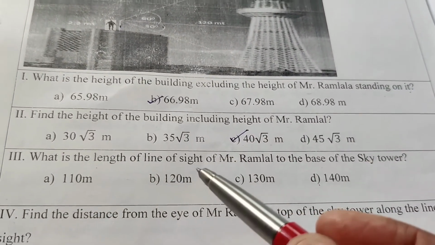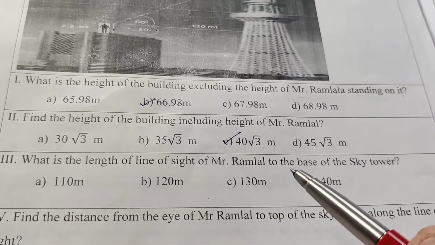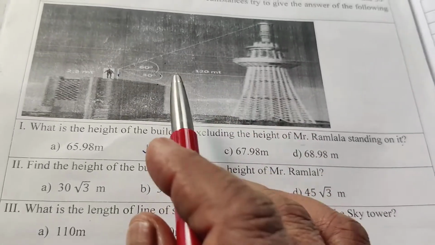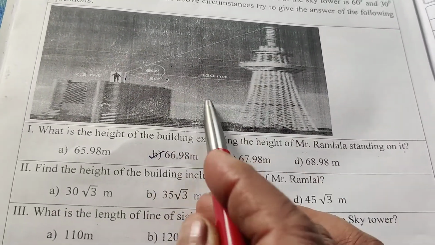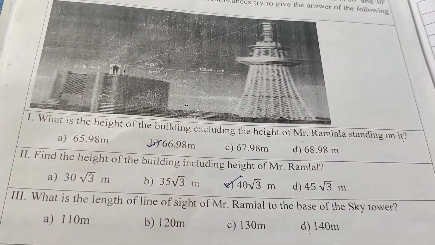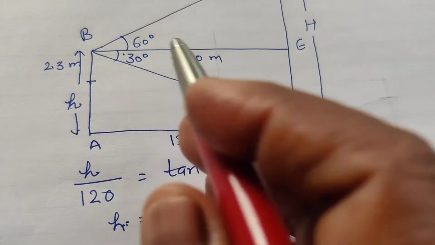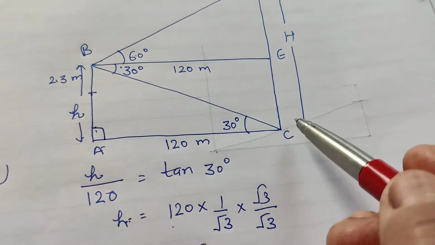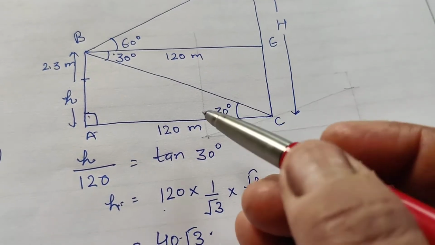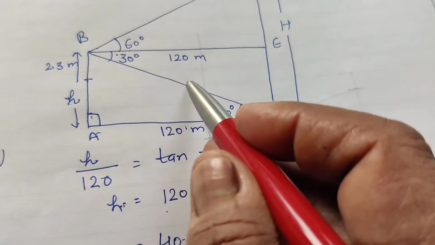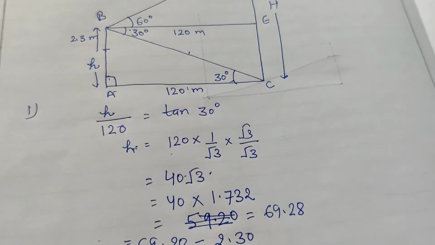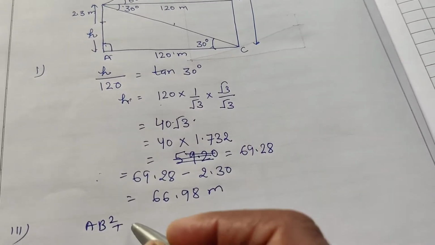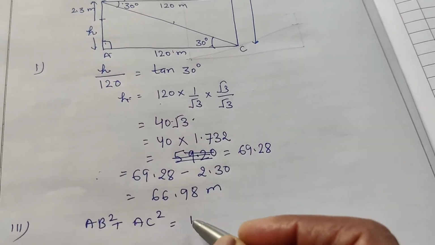Next, what is the length of the line of sight of Mr. Ramlal to the base of the Sky Tower? Length of sight of Ramlal to the base of the tower means this length. This is the hypotenuse of this triangle. The length of BC you can find by using Pythagoras theorem: AB square plus AC square equals BC square. Otherwise, cos 30 degrees equals base by hypotenuse. Anyway, I am finding it by using Pythagoras theorem.